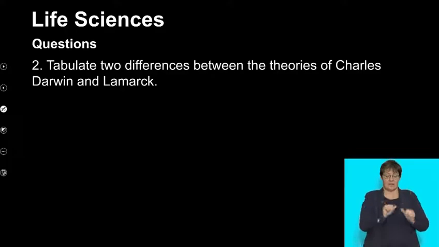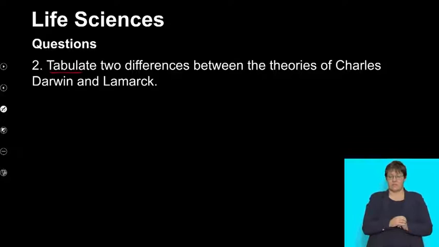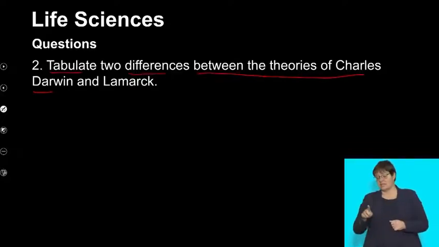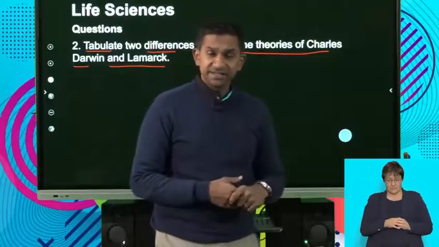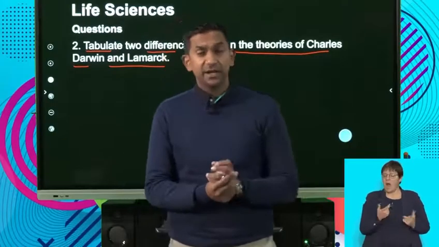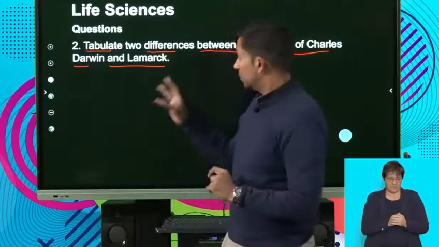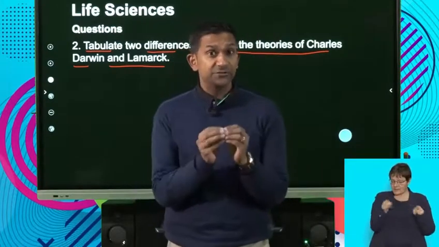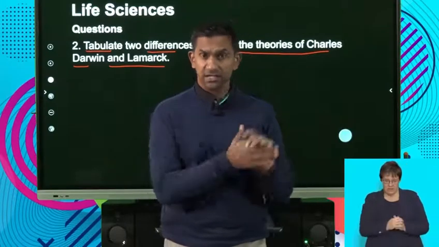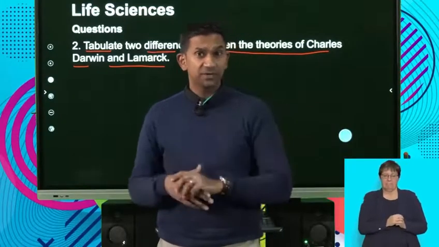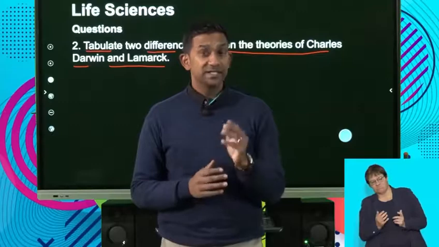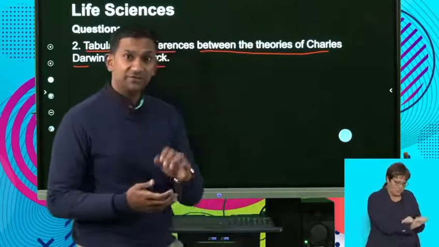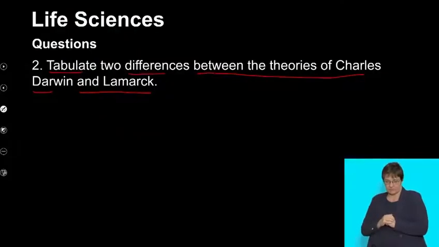The next question, let's look at that. Tabulate two differences between the theories of Charles Darwin and Lamarck. Guys, this is a favorite question that often comes up. It often challenges your ability to differentiate the theories that Lamarck and Darwin put forward. So it's an important question that you must practice and make sure that you have the notes for this type of question. Let's read that.